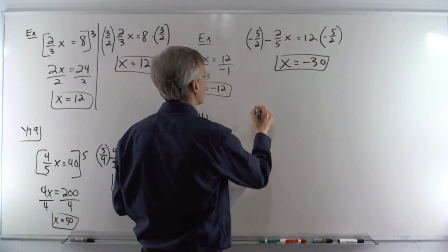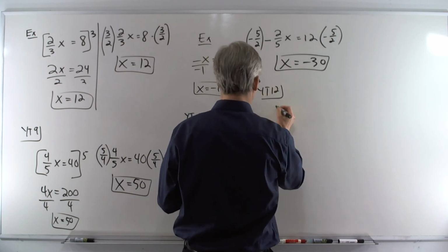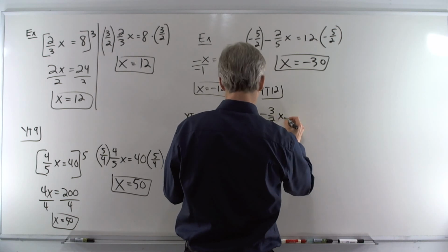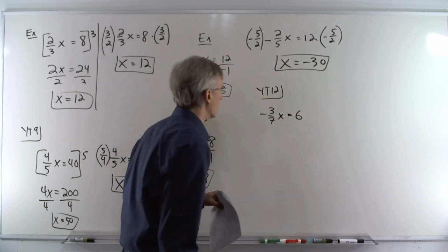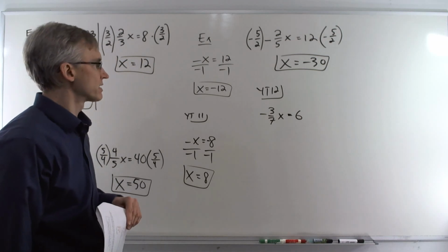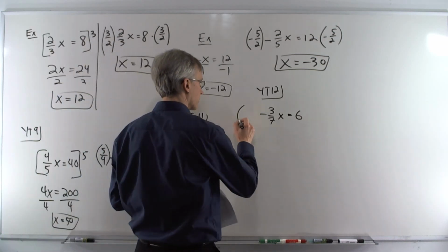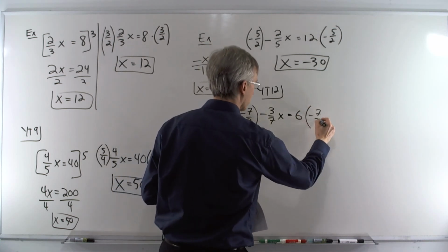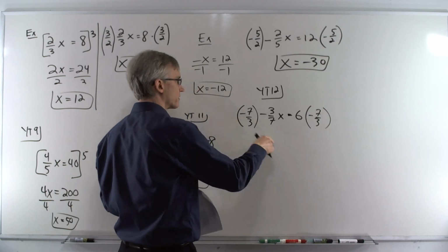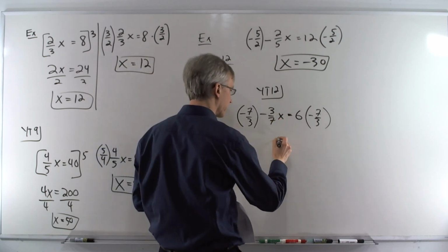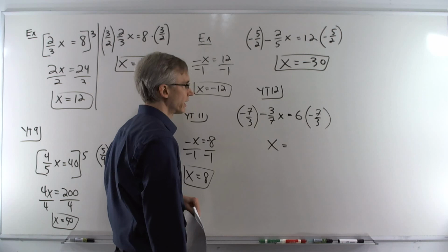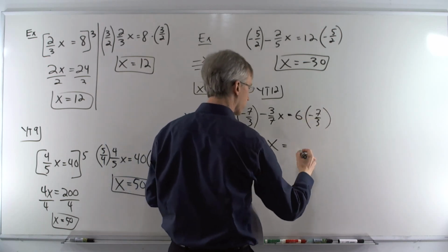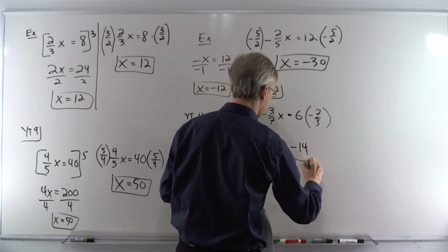Your turn, number 12. Negative 3/7 x equals 6. Multiply by the reciprocal, negative 7/3. All right, 7's cancel, 3's cancel, negatives cancel, everything's gone. Over on the right, I'm going to do the division first. 6 divided by 3 is 2, times 7 is 14. So we get negative 14.